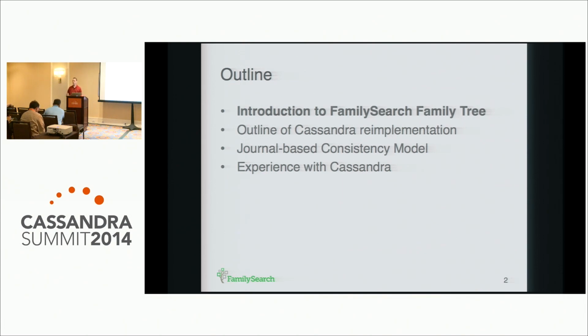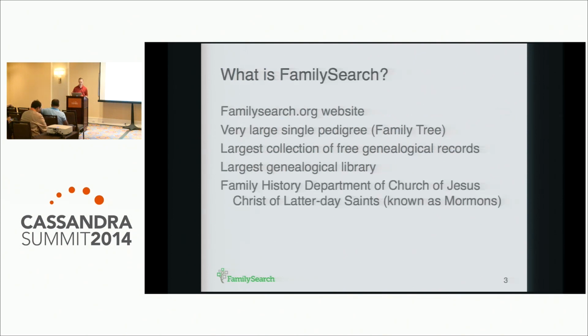We are running right now on Oracle. We're using Oracle as a blob store, and we have persons and relationships, and we'll get into the detail and the scale in a minute. We have a very large single pedigree. In the family tree, there are between 900 million persons. They are lineage linked in that pedigree. How they are related to each other is recorded.